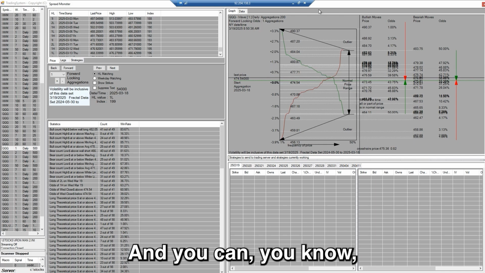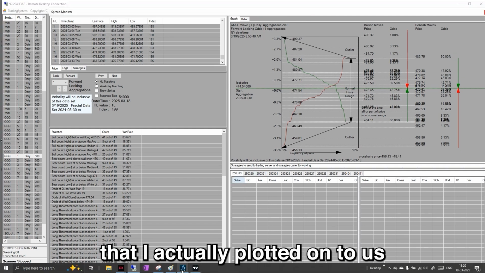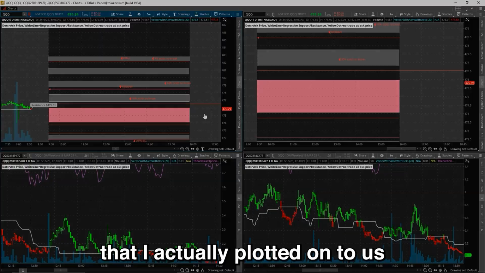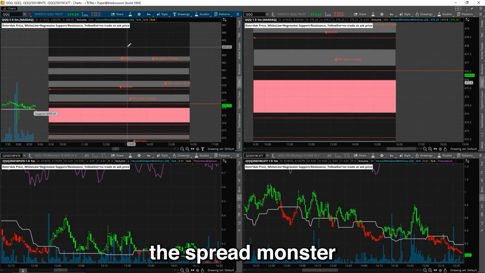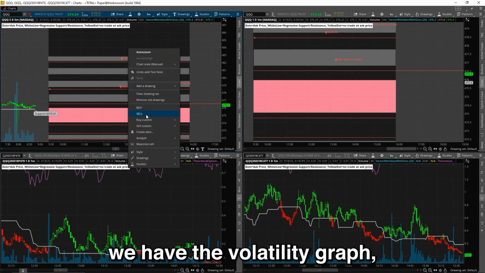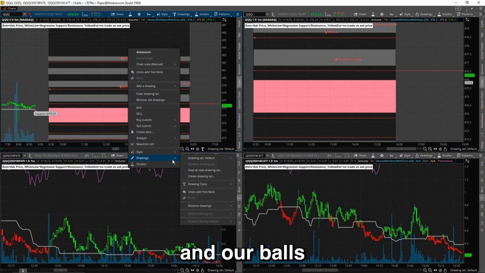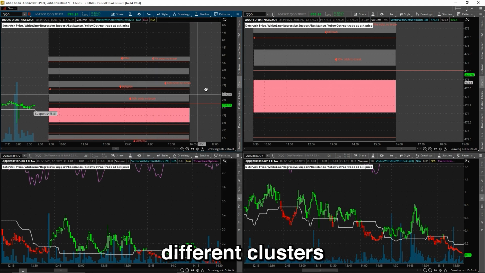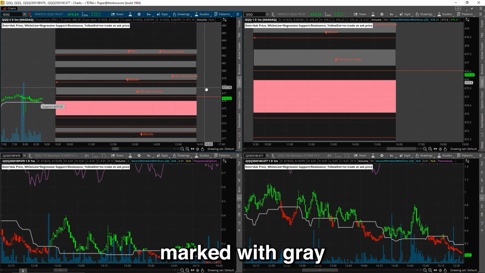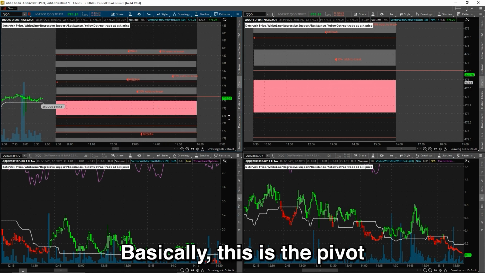For today, you can just see the chart that I plotted on TOS. Basically what I did is I used the spread monster. First of all, we have the volatility graph to plot out the medians and the walls, and then I used this sinusoidal graph, or the spaghetti graph, to plot out different clusters that you see right here marked with gray. Now you must be wondering, what is this pink box? Basically, this is the pivot.